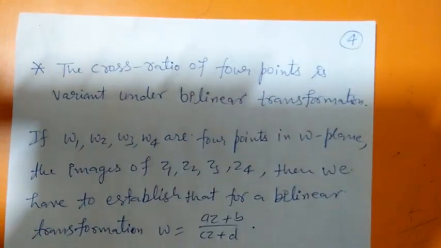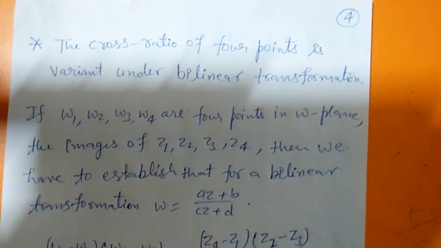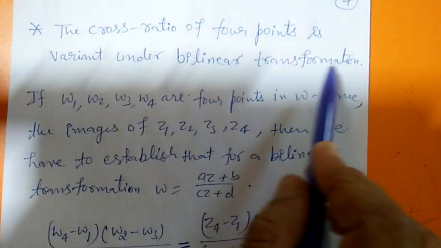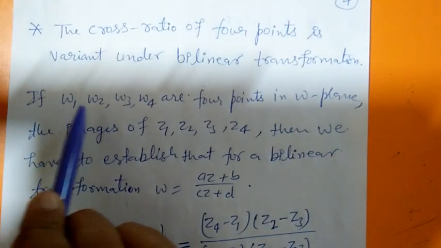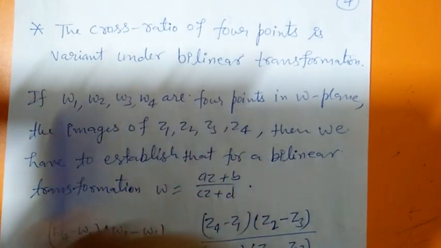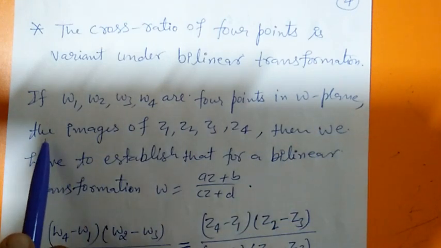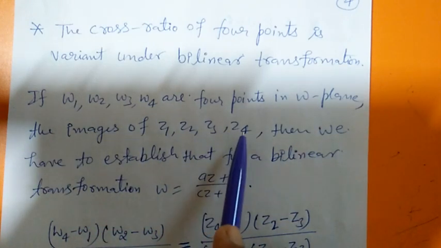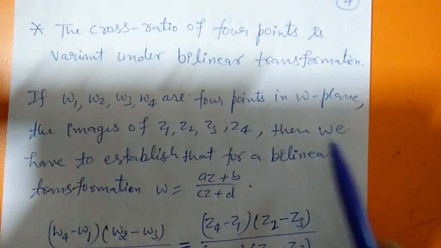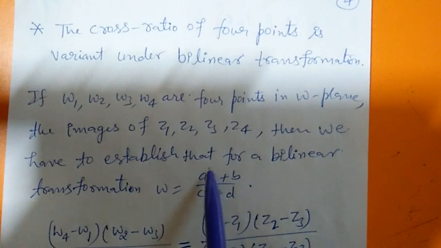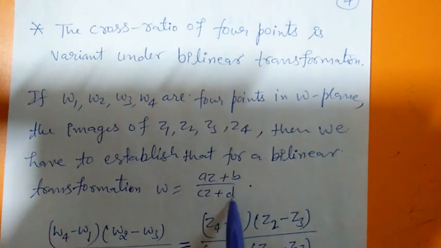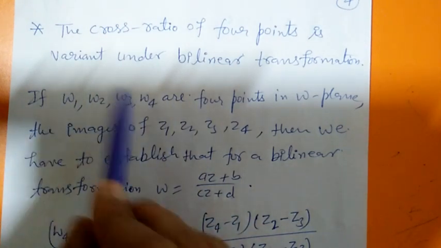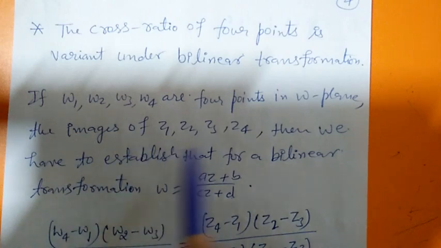Now the cross ratio of the 4 points is invariant under the bilinear transformation. If w1, w2, w3, w4 are the 4 points in the w plane, the images of z1, z2, z3, z4 in the z plane, then we have to establish this for a bilinear transformation w = (az + b)/(cz + d). That is, if the 4 points are given in the w plane and their images lie on the z plane, then how to compute the bilinear transformation?